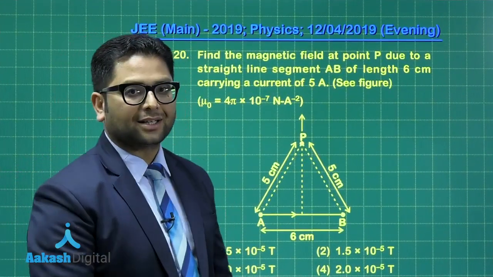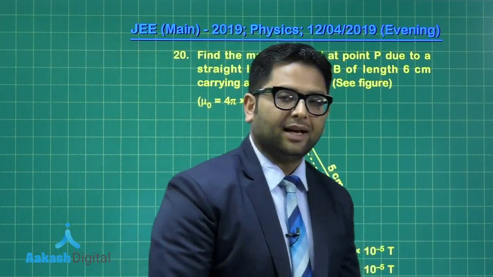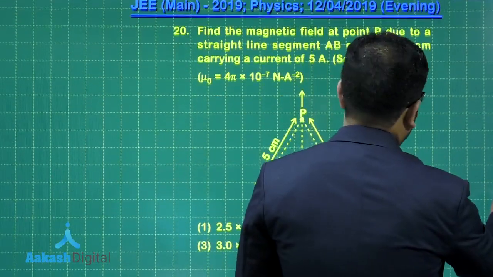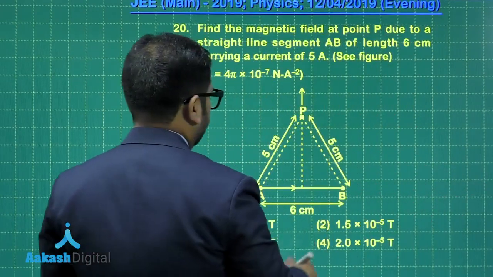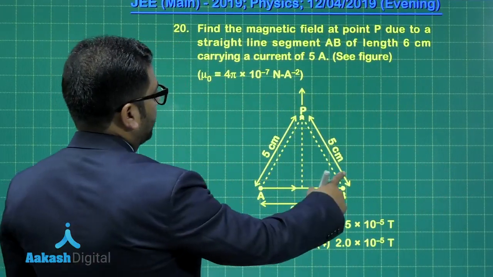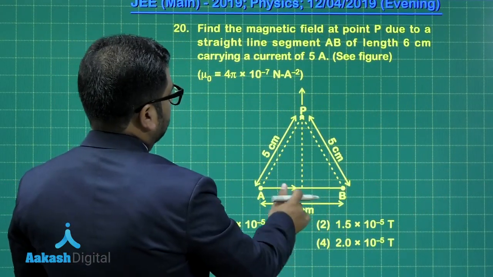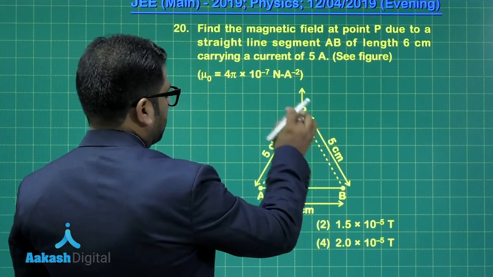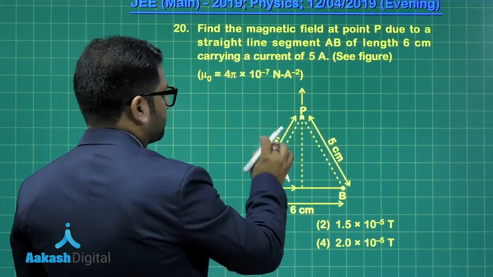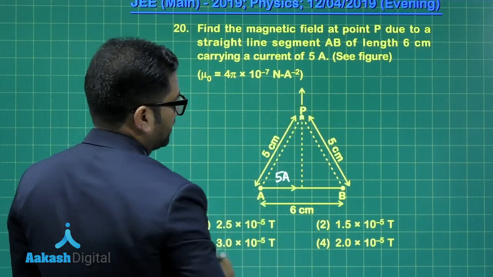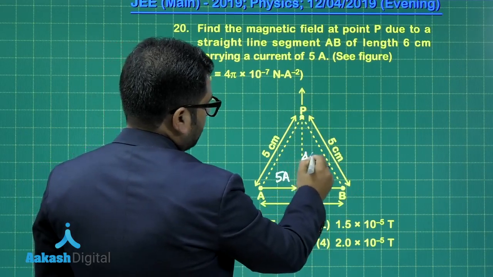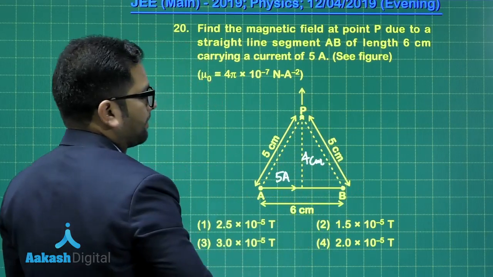20th question, another straightforward one, and that is from the magnetic field. So by use of the Biot-Savart law, you'll be solving it. There is a current carrying wire and the length is 6 centimeter and it carries a current 5 ampere. And we need to calculate the magnitude of the magnetic field at this point. Well, this is 5, this is 3, that means this has to be 4 centimeter, right?